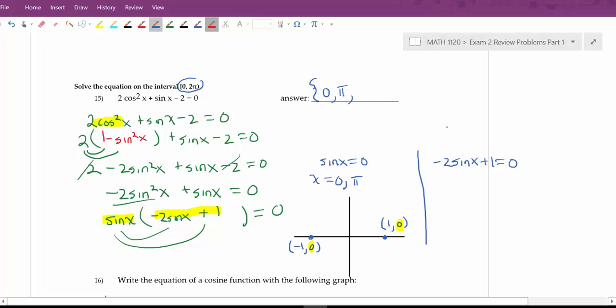Okay, now we need to solve this equation, so you could just say negative 2 sine x equals negative 1.